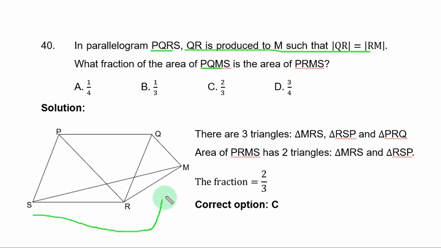There are 3 triangles, that is triangle MRS, triangle RSP, and triangle PRQ. Area of PRMS has 2 triangles, this and this. We have 3 triangles, and what you are considering now, its area has 2 triangles. So the required fraction is 2 over 3. C is the correct option.